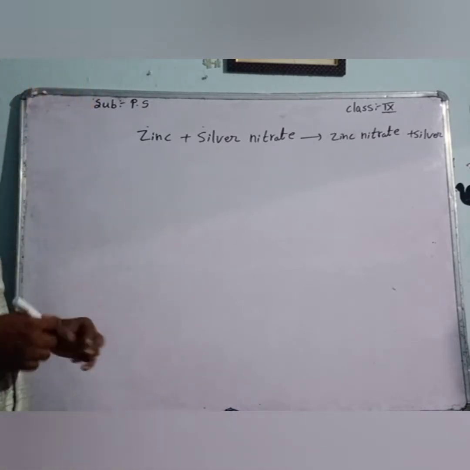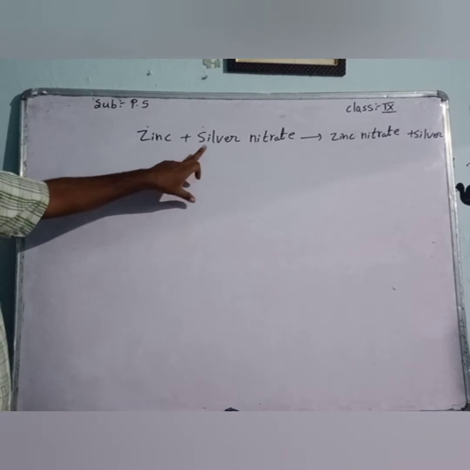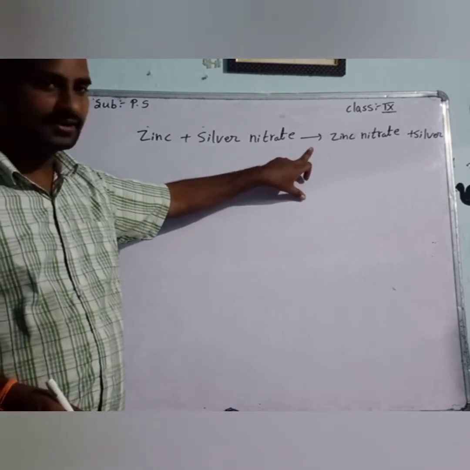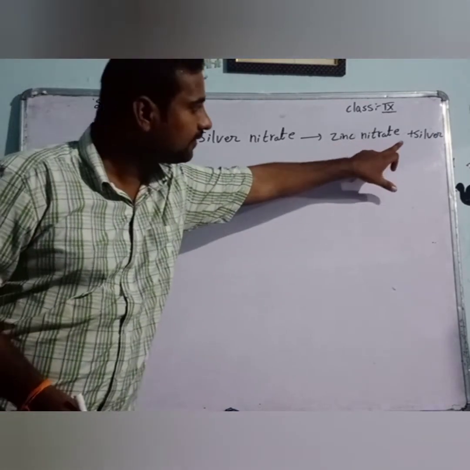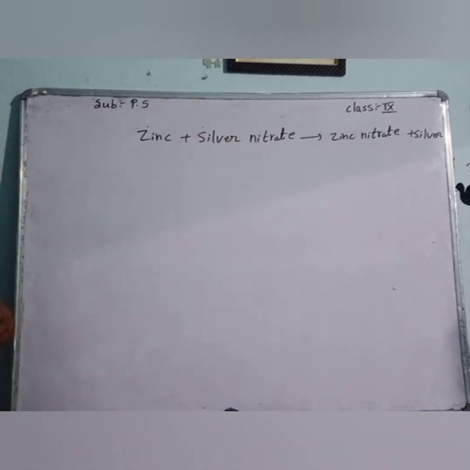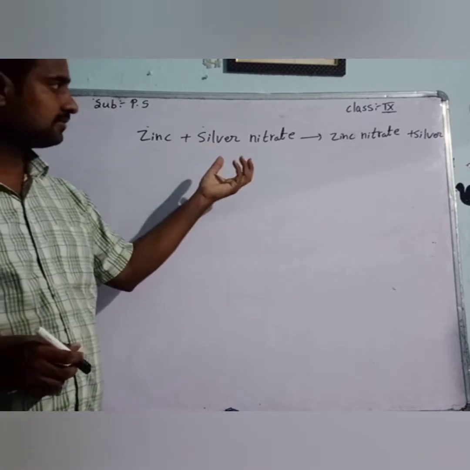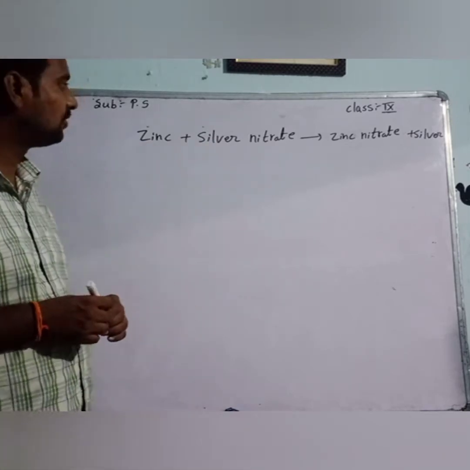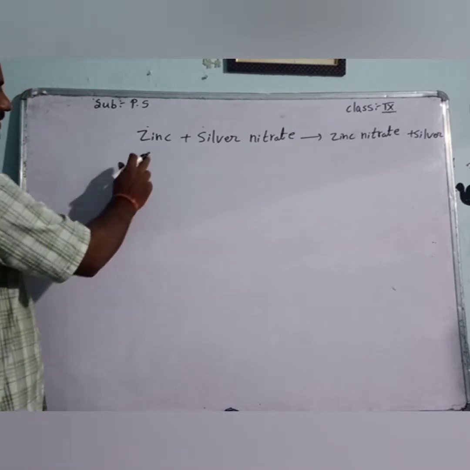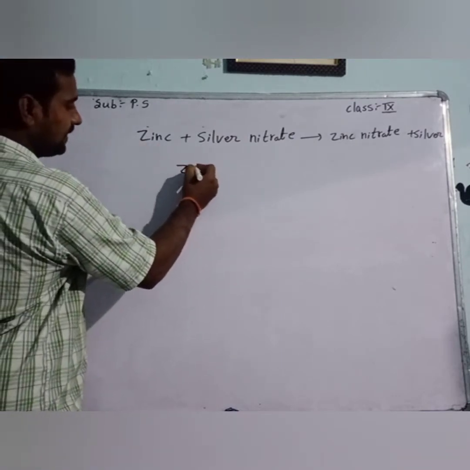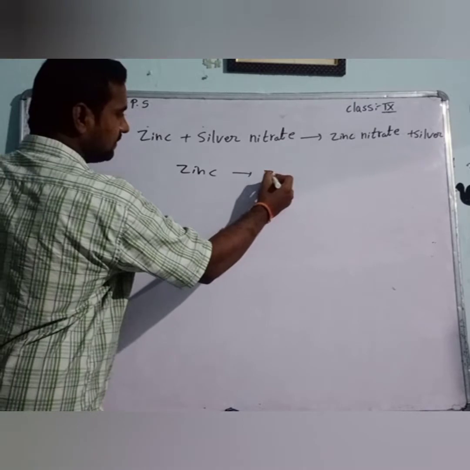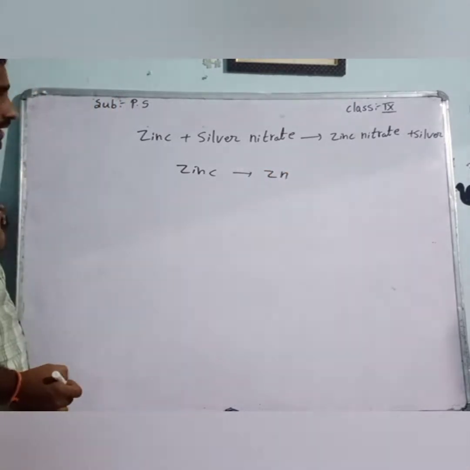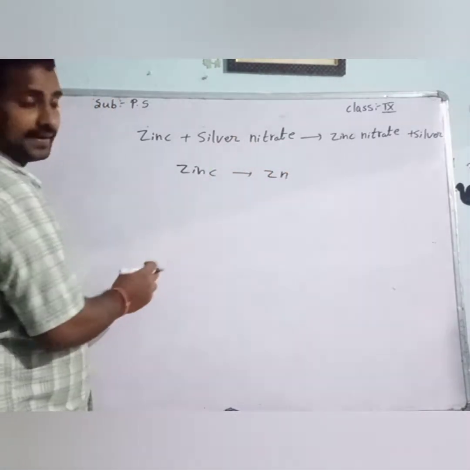Okay, so zinc plus silver nitrate gives rise to zinc nitrate plus silver. Here the names of the compounds are given. First, we should write the formulas. First one here is zinc. So what is the formula for zinc? Simply Zn. Next is silver nitrate.